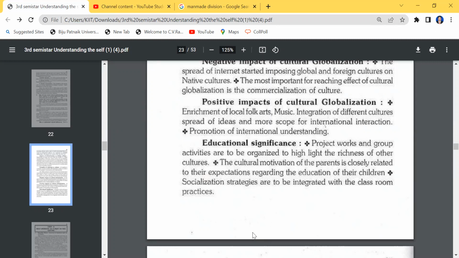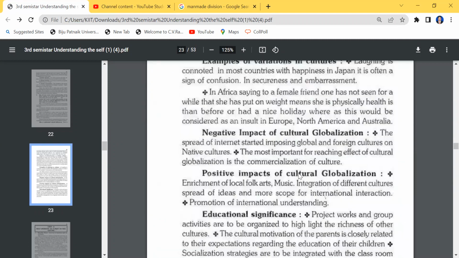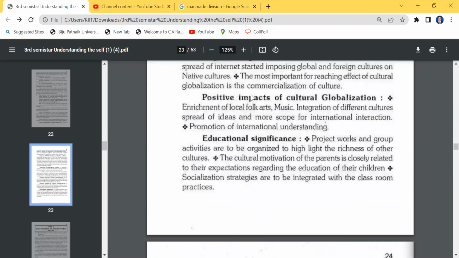Okay, so these are covered for unit 2, and next we'll discuss unit 3. Thank you.